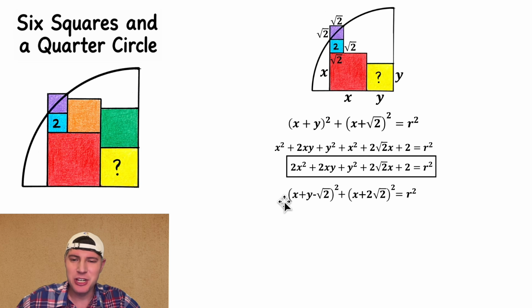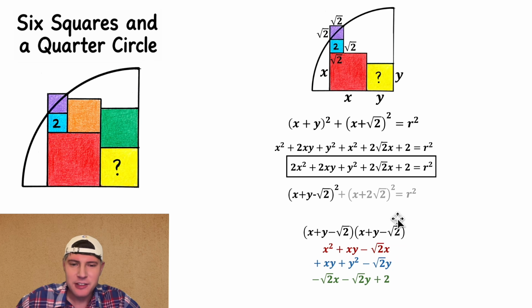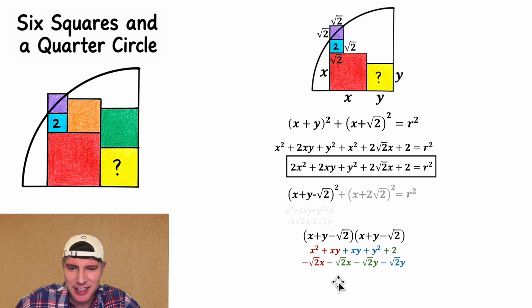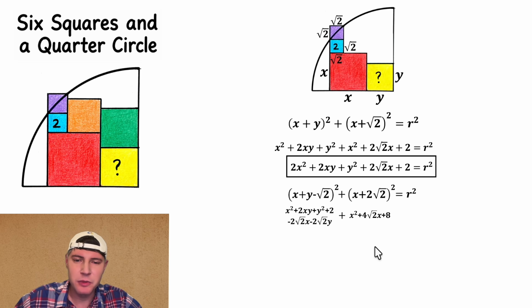And then for this equation, when we multiply all this out, it's going to be this times this. So we have to do x times each of these, and then y times each of these, and then negative root 2 times each of these. Let's rearrange everything like this, and then we have x squared plus 2xy plus y squared plus 2 minus 2 of these root 2 x's, and then minus 2 of the root 2 y's. And then we can add to that this one, which is just x squared plus 4 root 2x plus 8, and that's still equal to r squared.